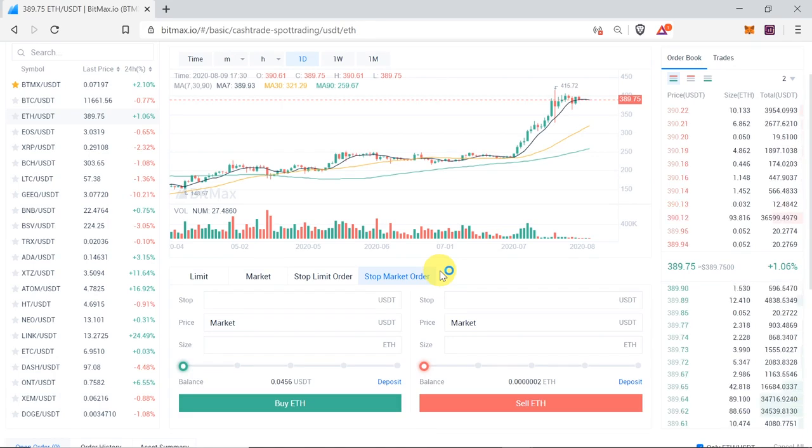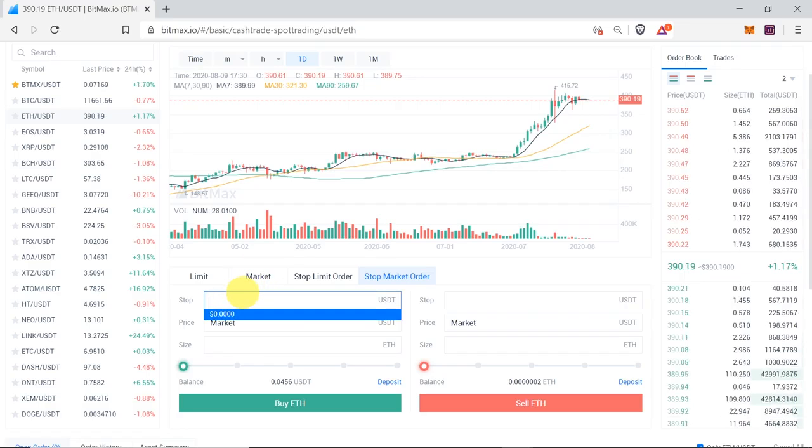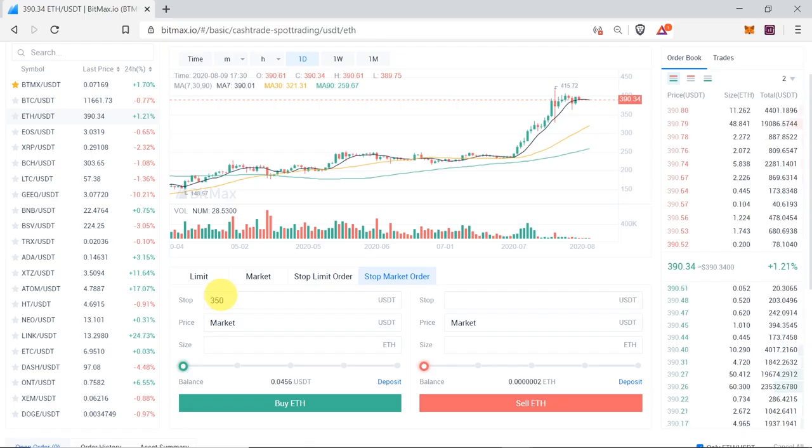It's a little bit similar to stop limit, with one difference, that the type of the order is market, like you remember here. So if we type in for buy stop price, let's say Ethereum goes down to 350, so we type in stop as 350. That means if the price goes down to 350, at that moment our order will be triggered and we will try to buy 1 Ethereum for the market price.